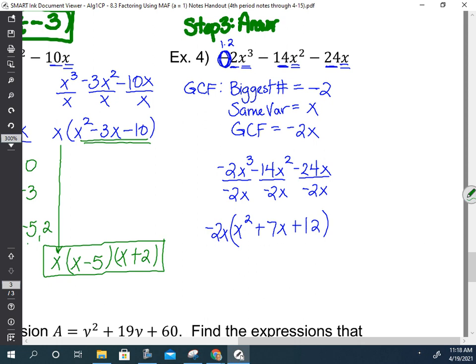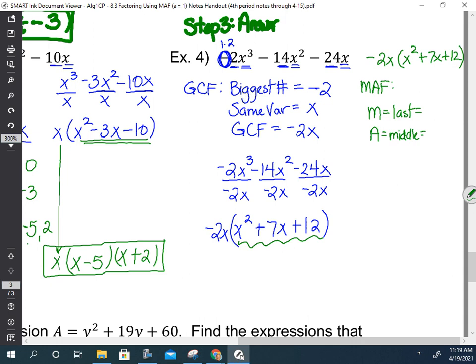All right, let's do the MAF. The M is the last term, the last number, negative 24. Actually, let me take that back. Slow myself down a little bit. We're using what's in the parentheses. We do not go back to the original problem. So we have negative 2x, parentheses, x squared plus 7x plus 12.